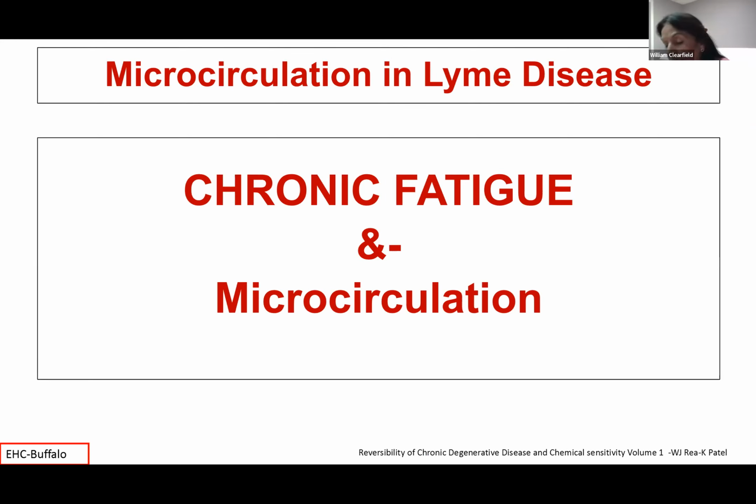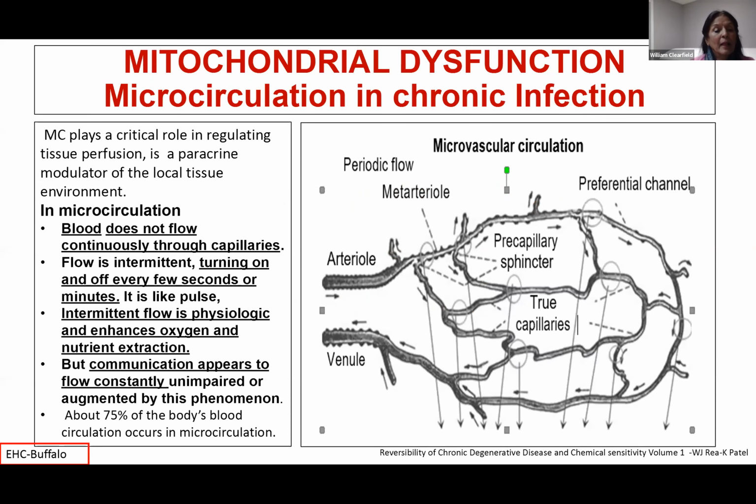So now let's look at the microcirculation and chronic fatigue. About 75% of the body's blood circulation occurs in the microcirculation. Therefore, it is a very important system to remember, as it is an important contributor to the development of disease if it is not functioning normally. It consists of arterioles, venules, capillaries, as well as the precapillary sphincter. It plays a critical role in regulating tissue perfusion and is also a paracrine modulator of the local tissue environment.